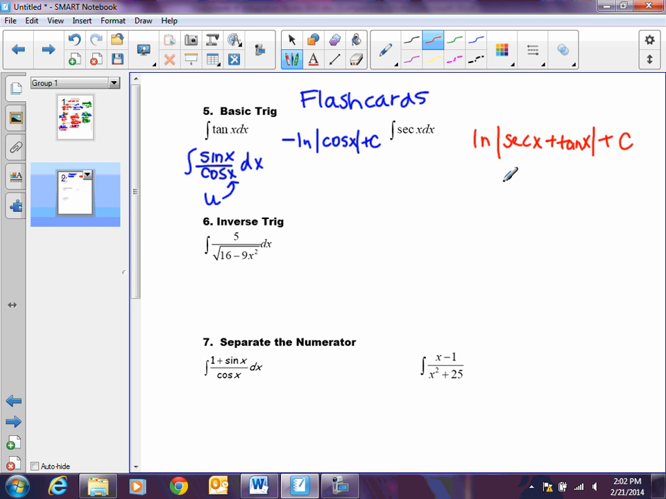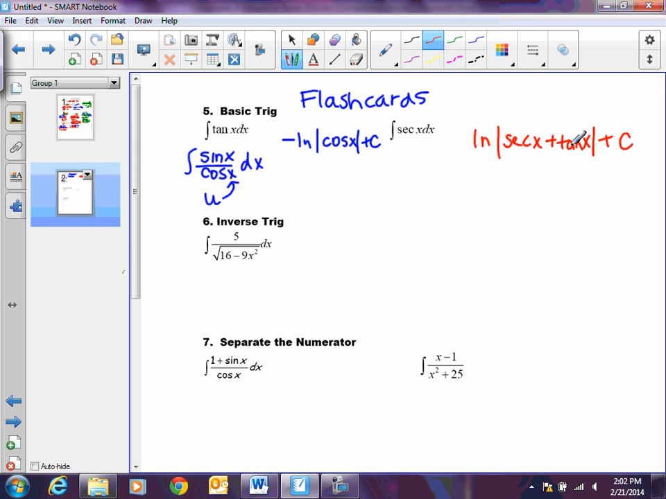So the integral of secant x is natural log secant x plus tan x. Have we ever seen secant with secant and tangent before? I mean, does this relationship look familiar? Okay, let me ask this a different way. What's the derivative of secant? Secant times tangent. So the integral of secant is natural log of secant plus tangent.